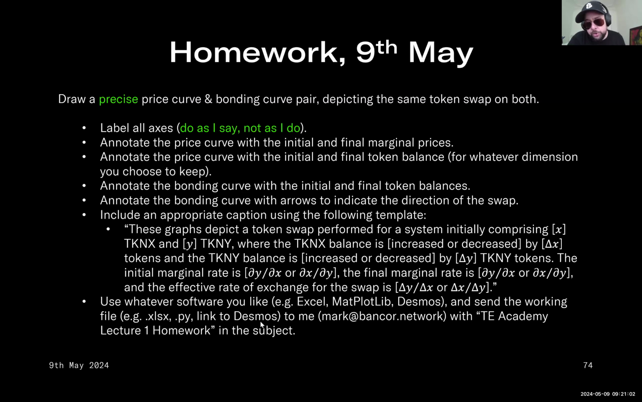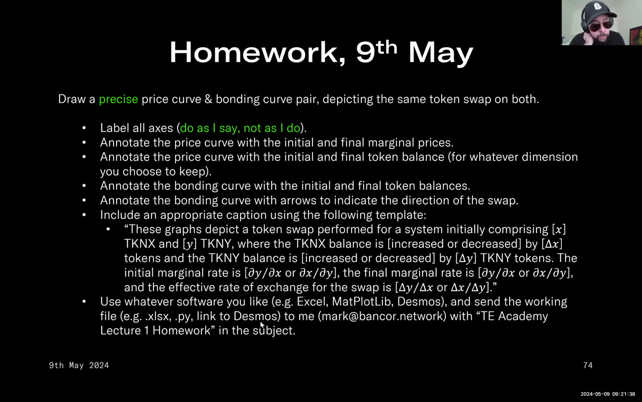And then I want you to include these trade arrows that denote exactly which direction the trade is happening in and which token balances are being changed in what direction. And then I want you to add this caption, right? So these graphs depict a token swap performed for a system initially comprising some number of this token and some number of the other token, where TKNX is increased or decreased by this number, the swap amount, and then the other balance is increased or decreased by the other swap amount, right? The delta Y and the delta X components of the calculations that you're doing here.